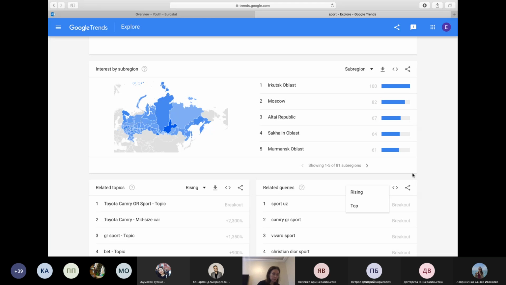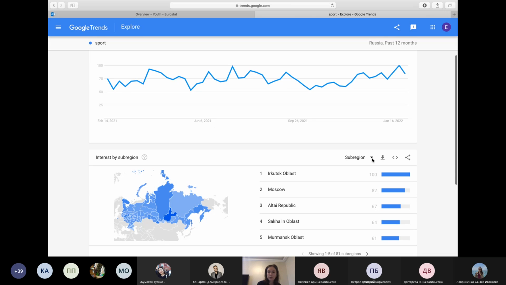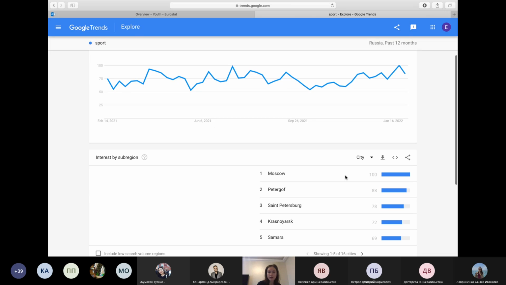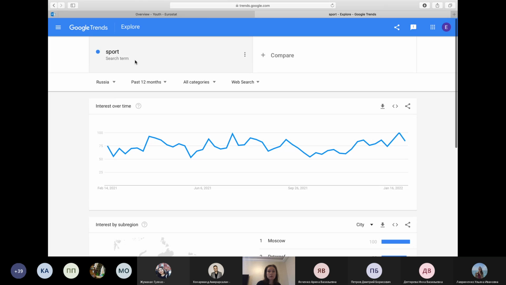So maybe they were not searched for in a previous period of time, and we can also see the top terms. We can here change again and look at the scale of a city. So what is interesting is that you can compare, right? You can compare, for instance, search volume done for your brand and your competitor brand, or you can compare interest towards certain subcategories within your particular field of interest.